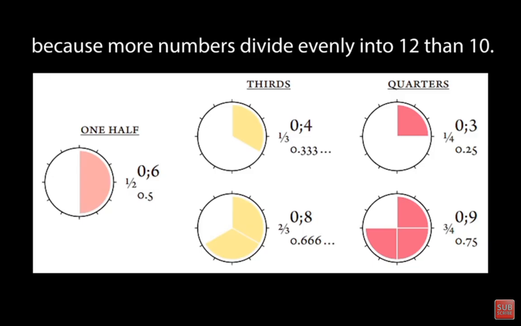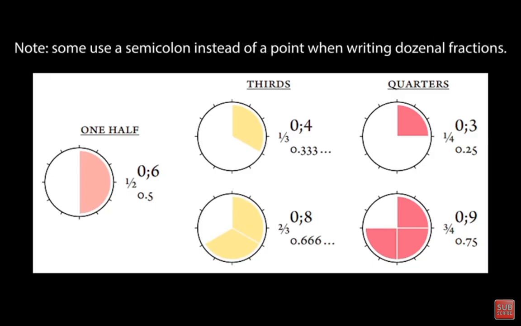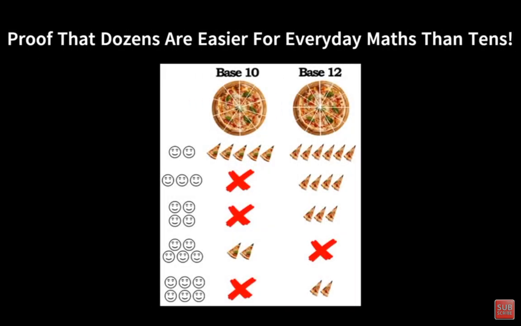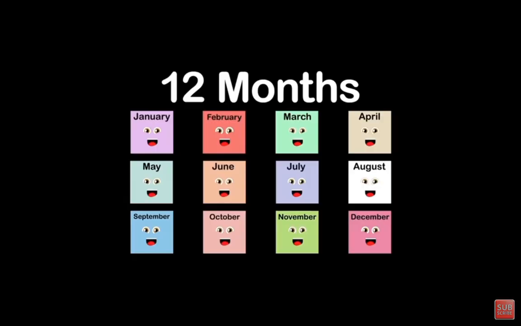But even outside of maths class, we're already surrounded by 12s in our daily lives. Think about it. There are 12 months in a year. There are 12 hours on a clock, with 2 sets of 12 hours making 24 hours a day. We buy things by the dozen all the time. 12 eggs in a carton, 12 donuts in a box.